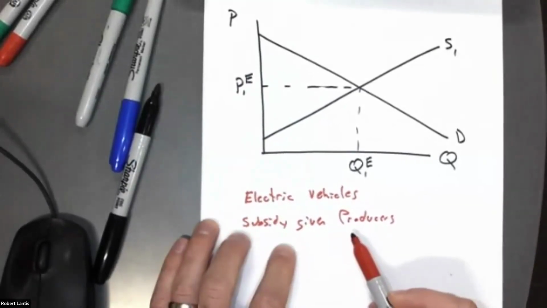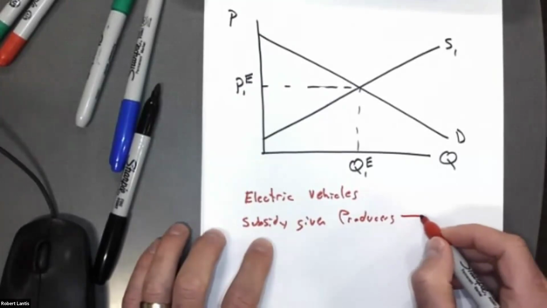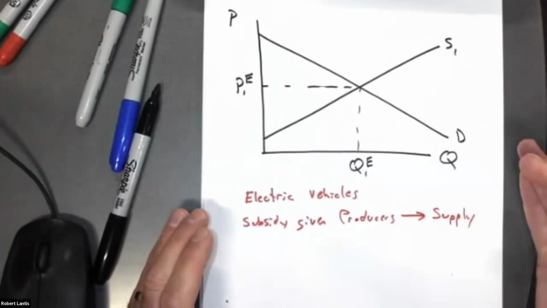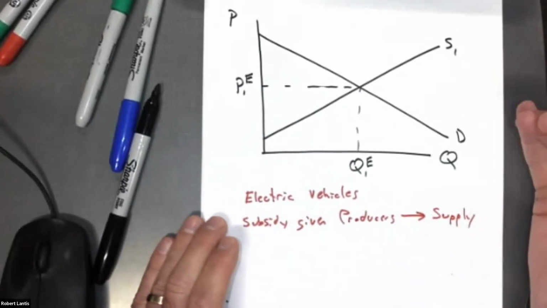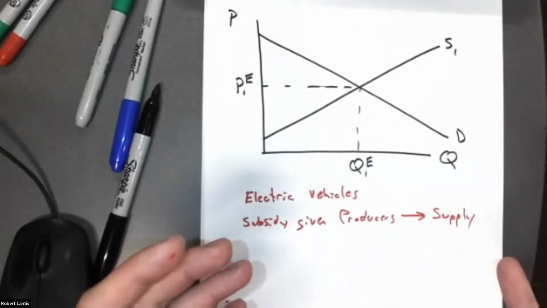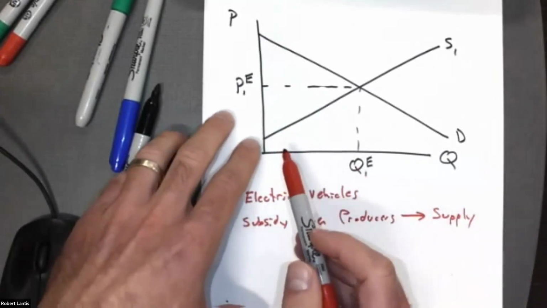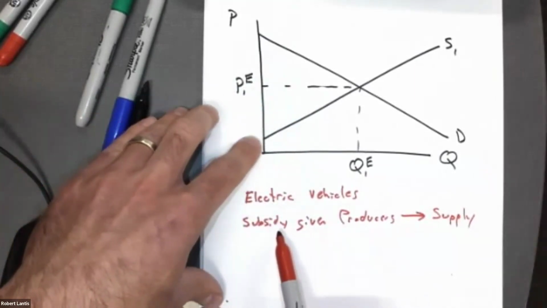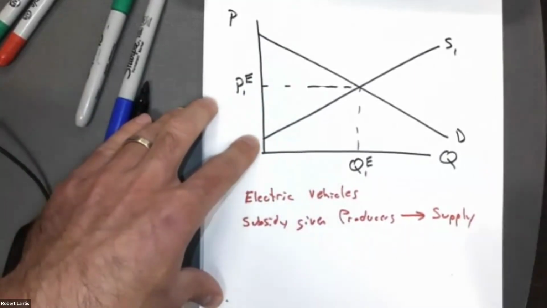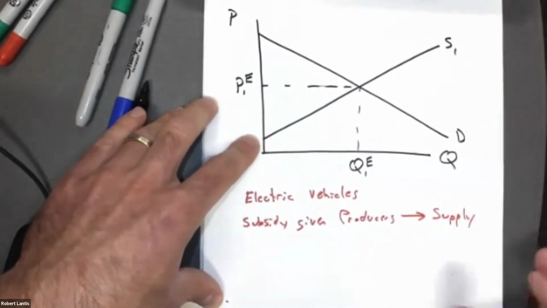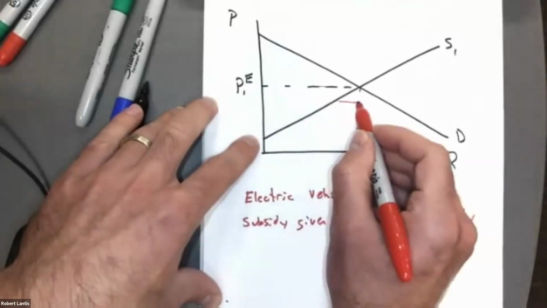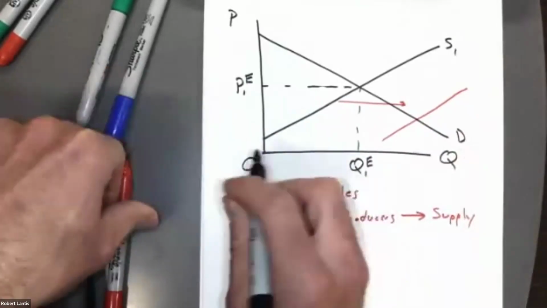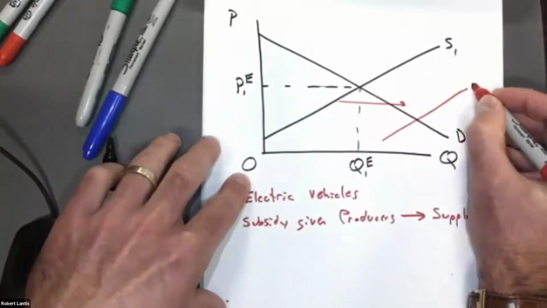We said subsidies given to producers are going to do what to our supply? Well, if you're giving companies money to do something, essentially you're lowering their overall net costs, if you want to think about it that way. Or if I'm given money to do something, what am I going to do? More of it. So if I give companies money to produce electric vehicles, whether it's a subsidy or tax credits, whatever it is, I'm going to see an increase in my overall supply curve. Remember, it's a rightward shift. It's moving away from that 0 point.